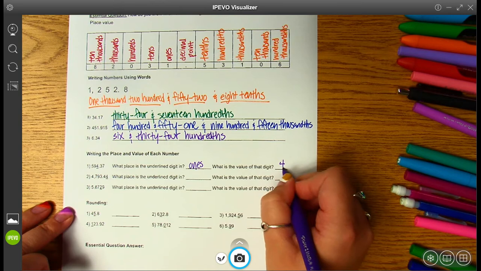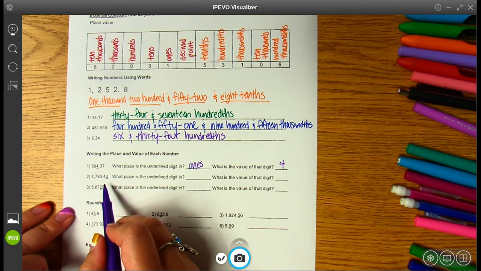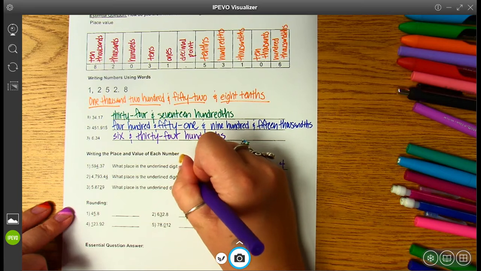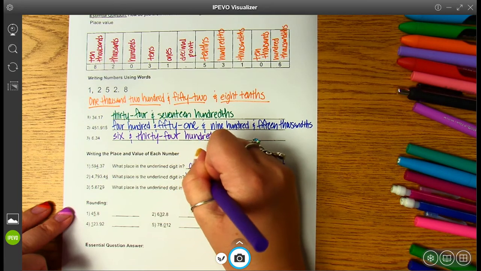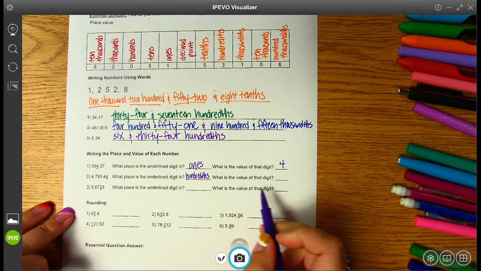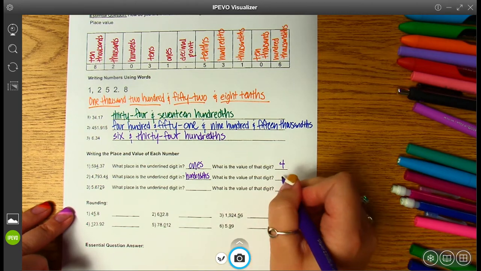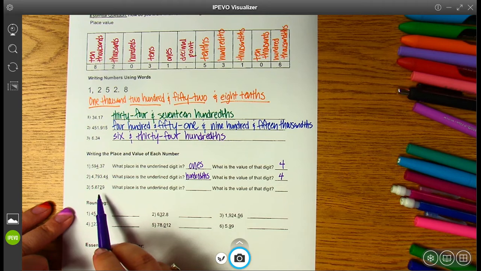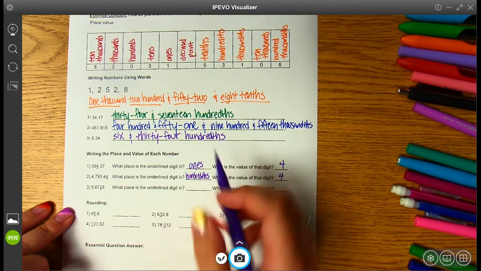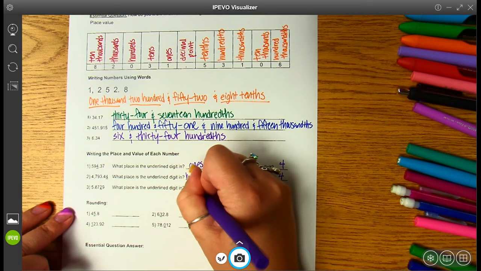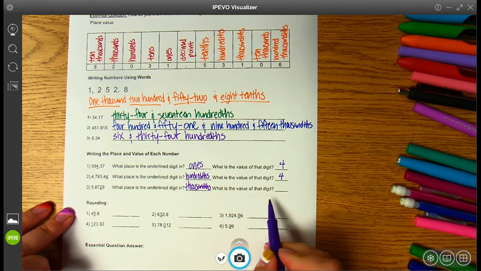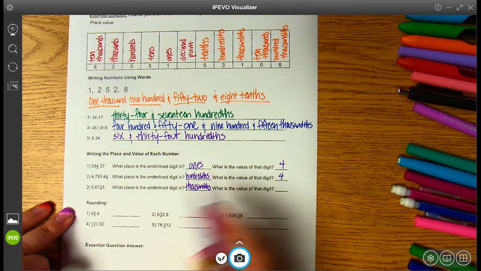Its value is 4. Okay, this underlined number right here is in the hundredths place. What's its value? How much is it worth? It's also worth 4. Okay, what place value is underlined here? It's in the tenths, hundredths, thousandths place. What's the value of that digit? It was a 2.